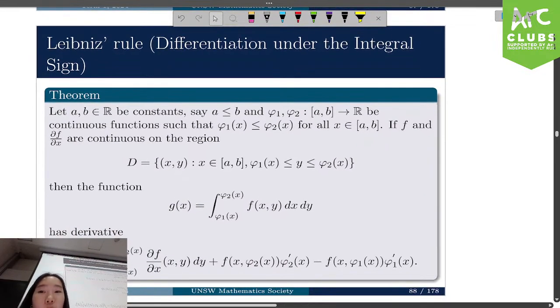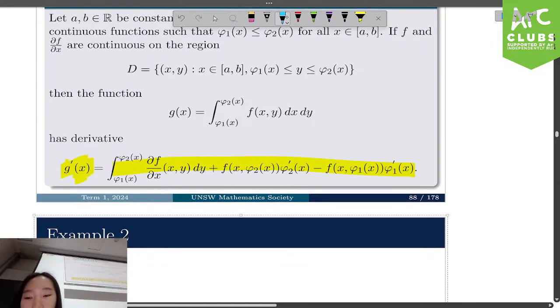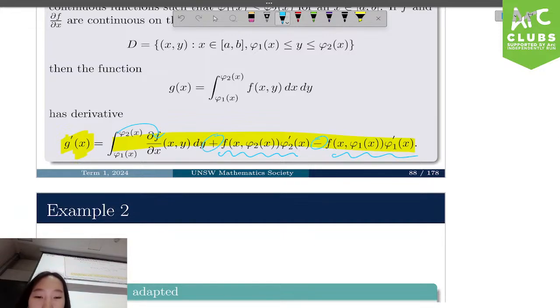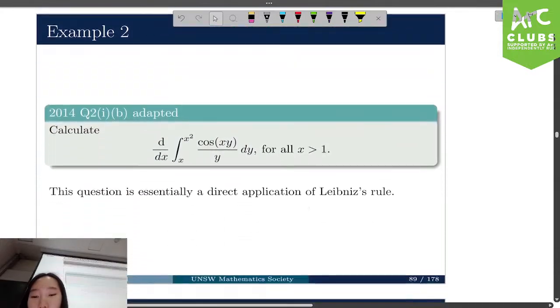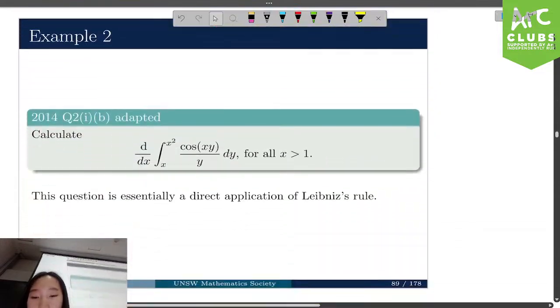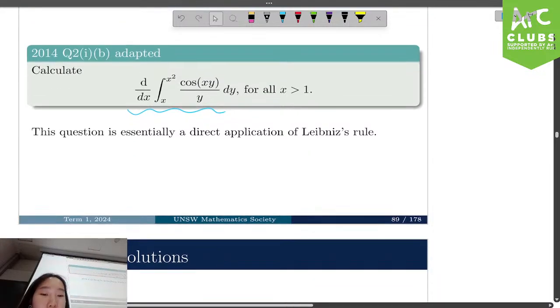The last part is the Leibniz rule, differentiation under the integral sign. So essentially, what is important is here. This part is very important. So put our integral inside for the first part, and then we have the following. We have the plus sign and minus sign here. Okay, so we'll quickly run through the atypical questions related to the Leibniz rule. So this question is essentially a direct application of the Leibniz rule.